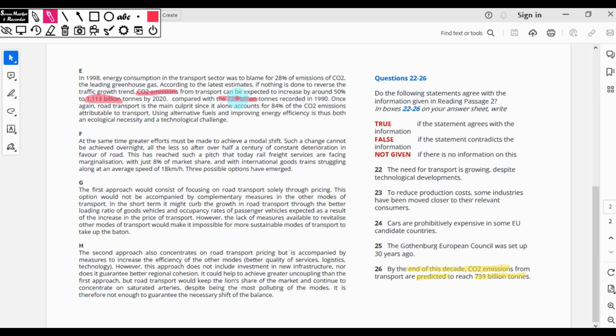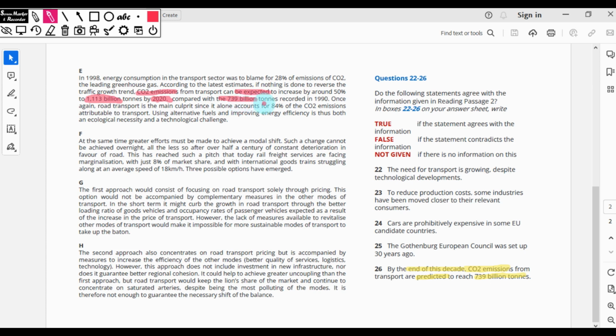After that we need to read carefully. According to the latest estimate, if nothing is done to reverse the traffic growth trend, CO2 emission from transport can be expected to increase by 50%. Can be expected means can be predicted; it is a synonym of predicted. 50% to 1113 billion tons is by 2040. By the end of the decade means by the end of 2020.